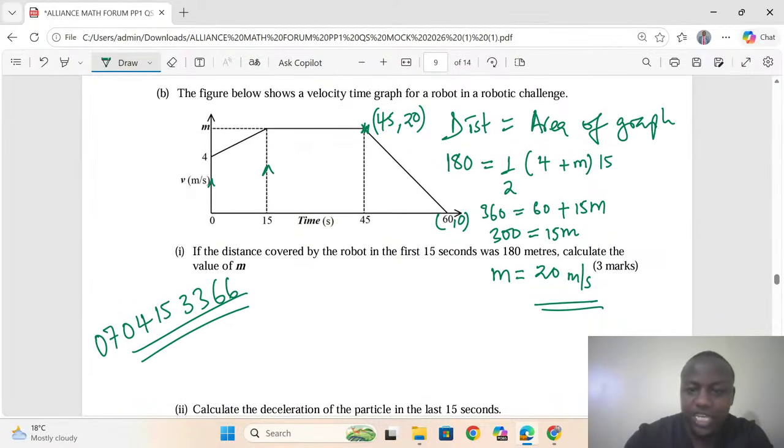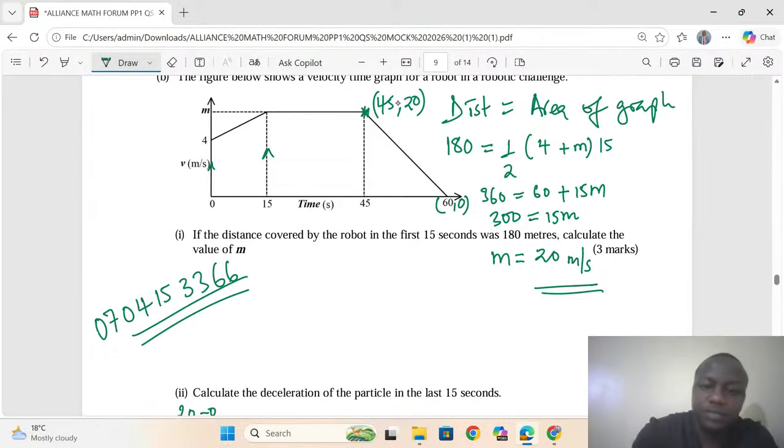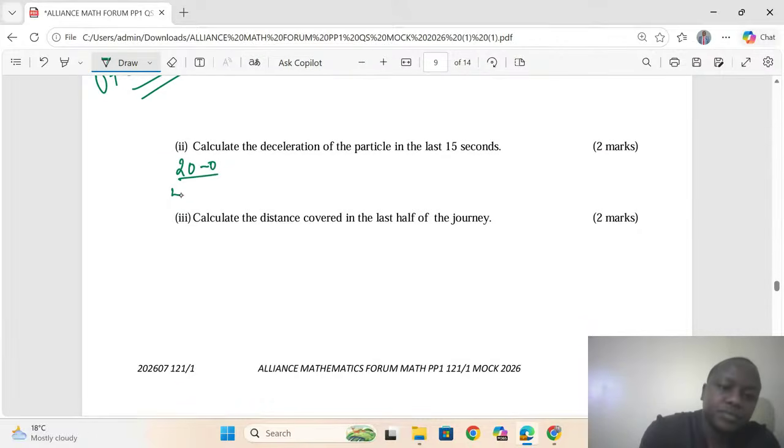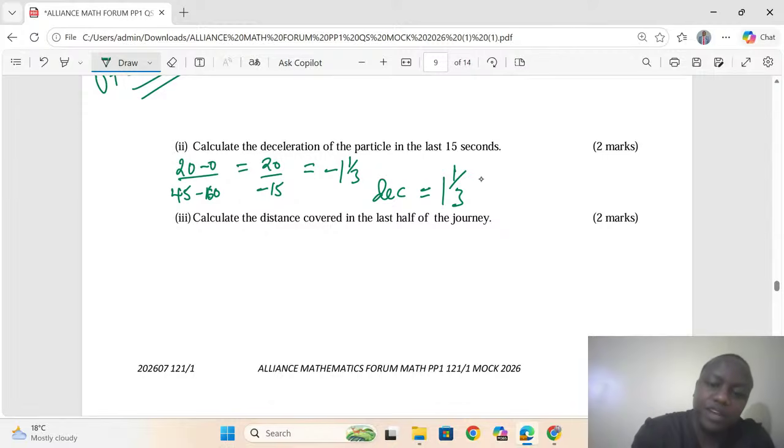Change in y over change in x. 20 minus 0 out of 45 minus 60, sorry. So 20 over negative 15. 20 over negative 15 shall give us what? Negative 1 1/3. Meaning that now this was a negative acceleration. Therefore, the deceleration is 1 and 1/3 meters per second squared.